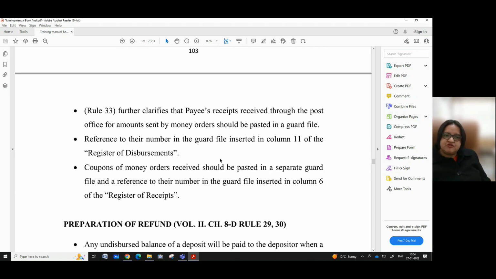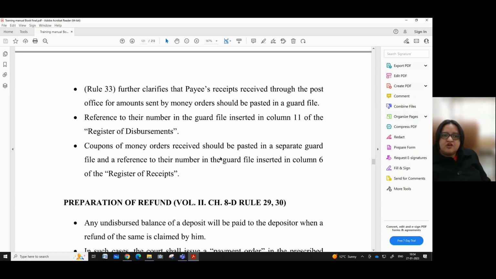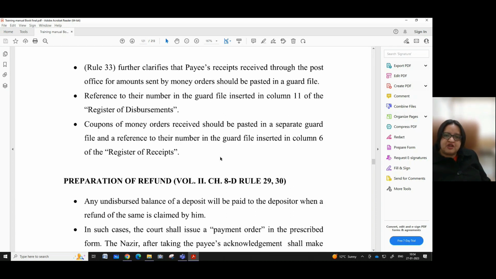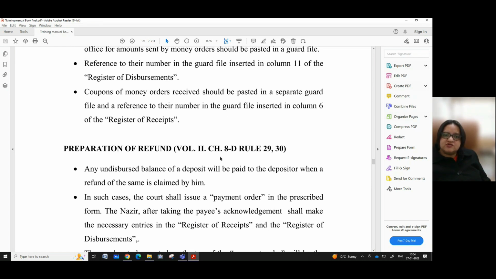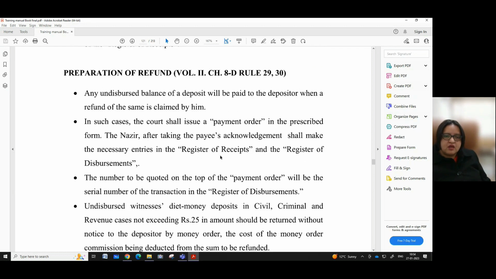Rule 33 further clarifies that payee's receipts received through the post office for amounts sent by money orders should be pasted in a guard file. Reference to their number in the guard file inserted in column 11 of the register of disbursements. Coupons of money orders received should be pasted in a separate guard file and a reference to their number in the guard file inserted in column 6 of the register of receipts.